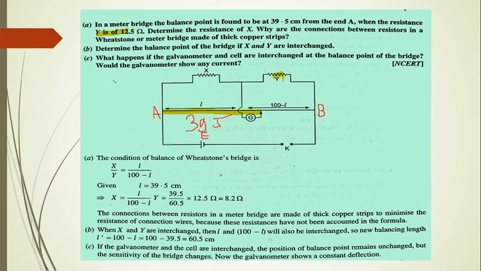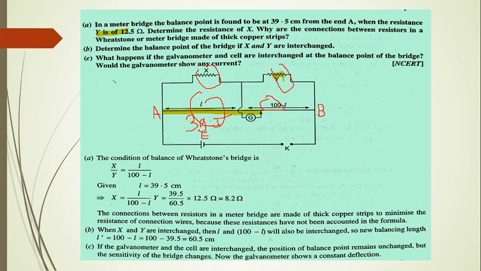For the first part, we can easily use this formula: X divided by Y equals L divided by 100 minus L, according to the Wheatstone bridge. So X is equal to L divided by (100 minus L) into Y. L is 39.5. Substituting this value, we get X equal to 8.2 ohm.